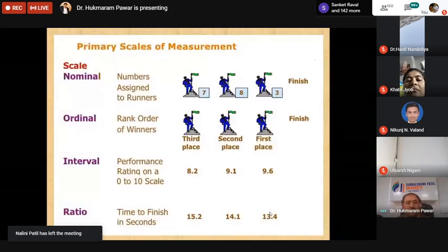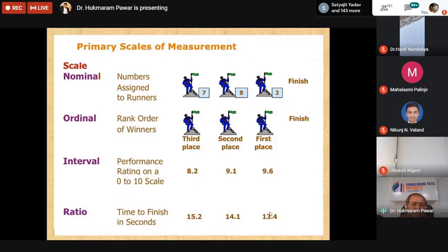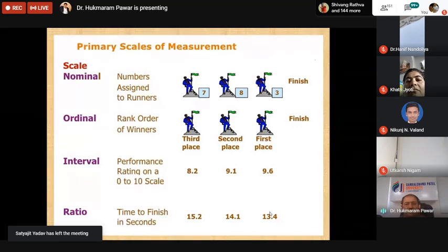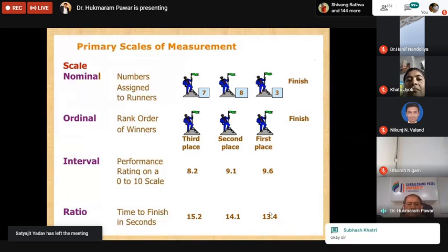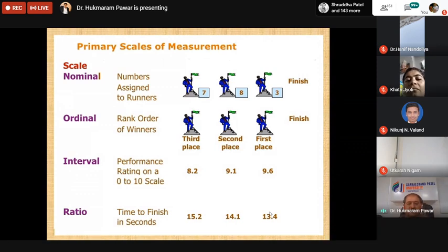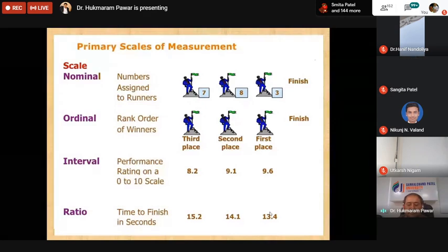Now we go to the main scales of measurement. In the research field, there are four kinds of measurement used, which is actually called a classification of data. These are the primary scales: nominal, ordinal, interval, and ratio. Here an example is given to you. Try to understand this example, and it will help you understand the relation between the measurement and the calculation.